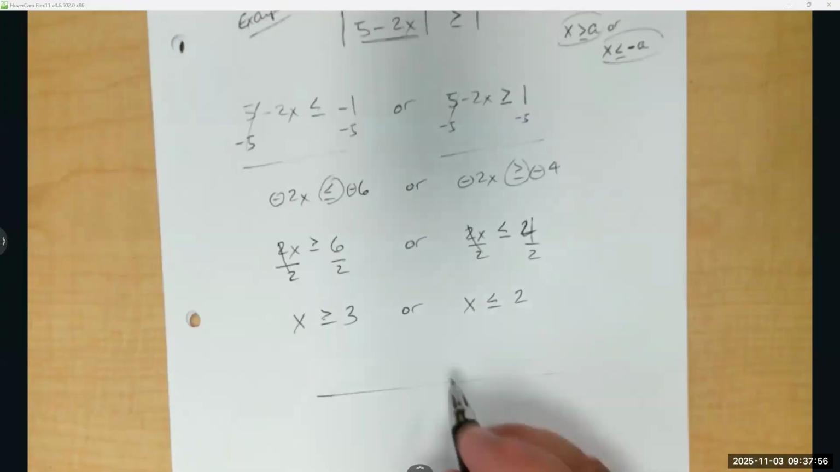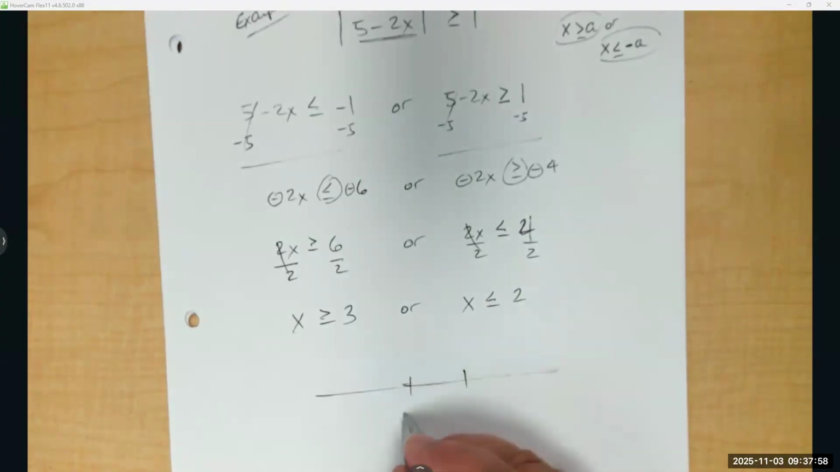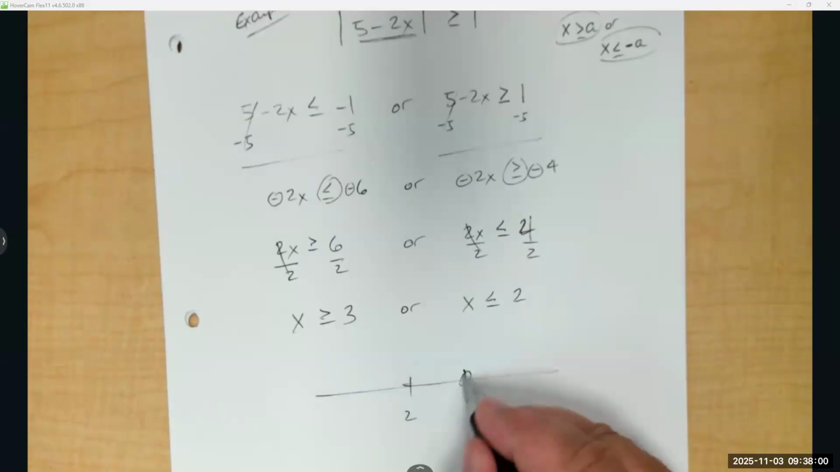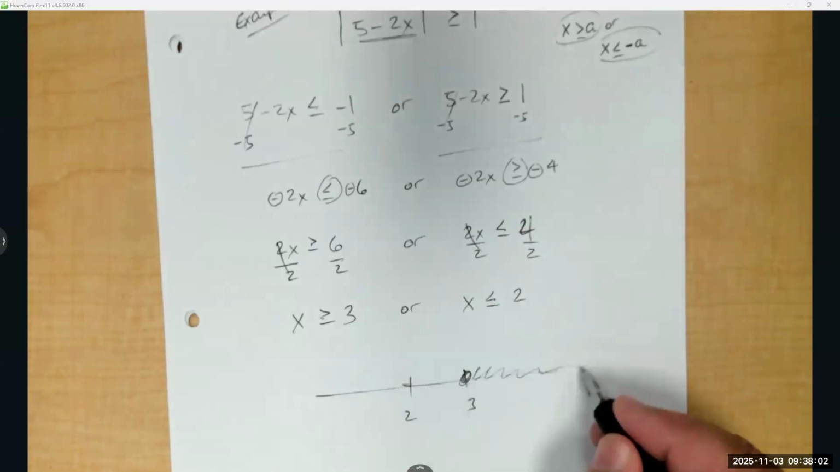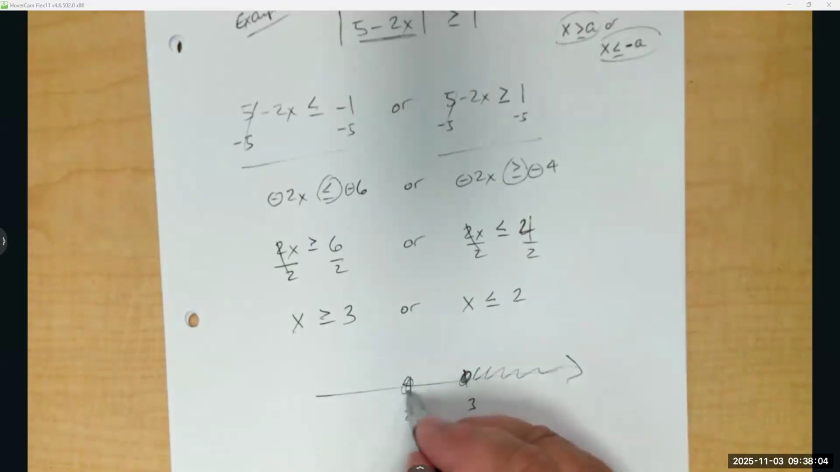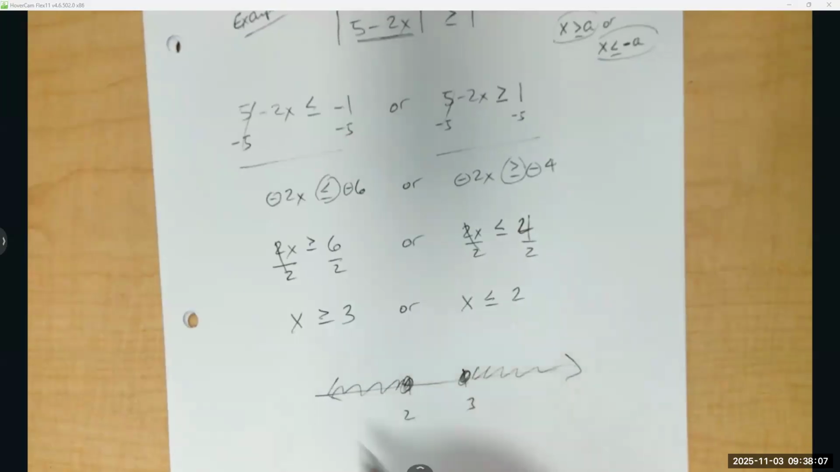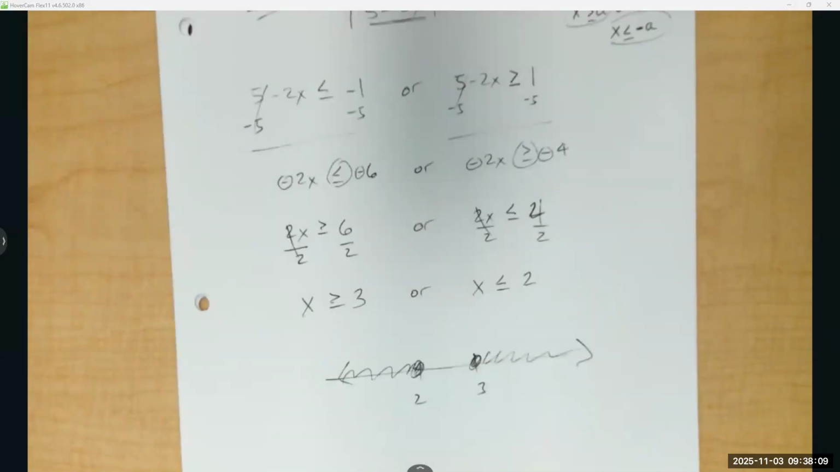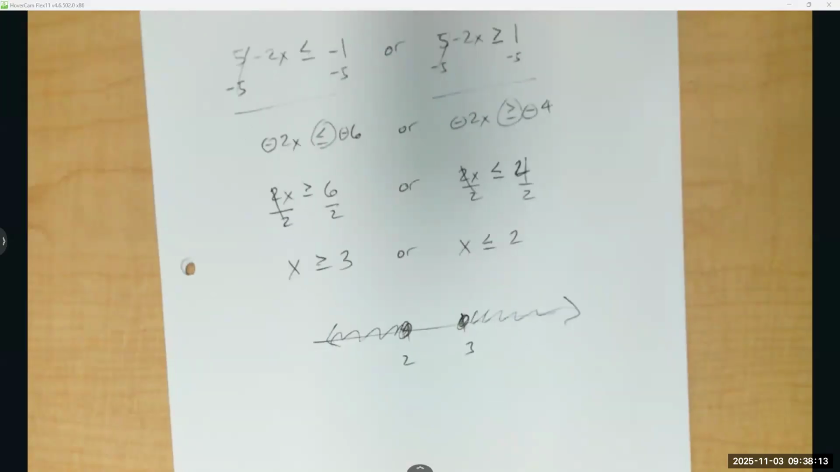And if you graphed it, it'd be greater than or equal to 3, or less than or equal to 2. Check, it works out. Any questions about those?